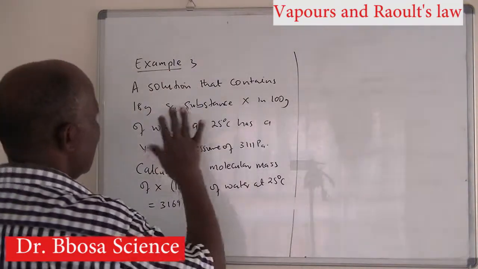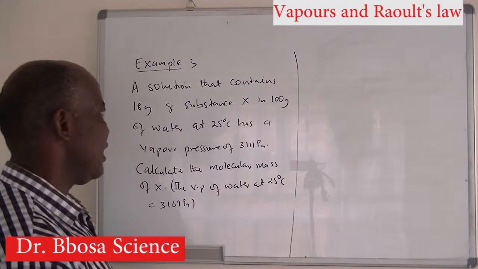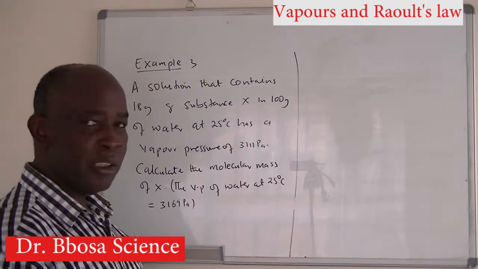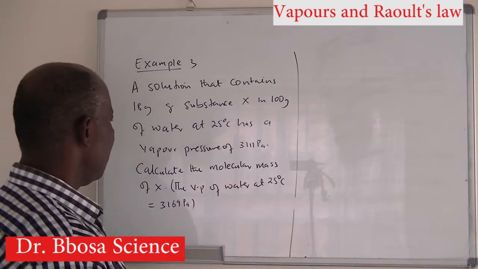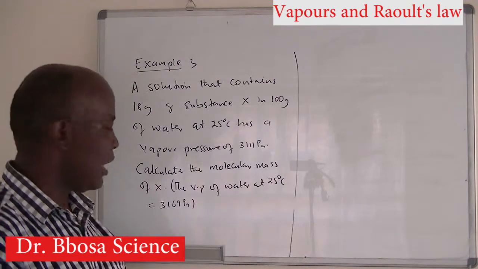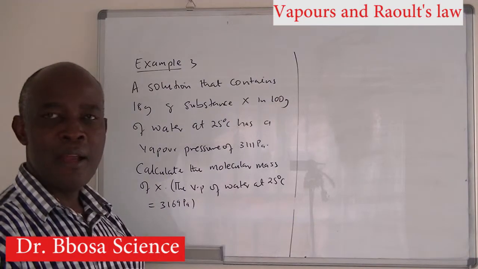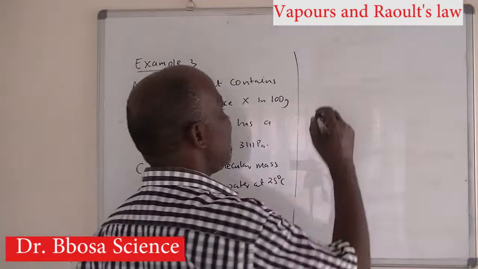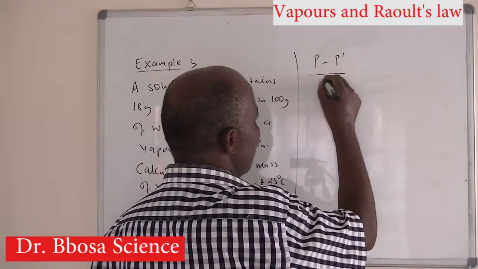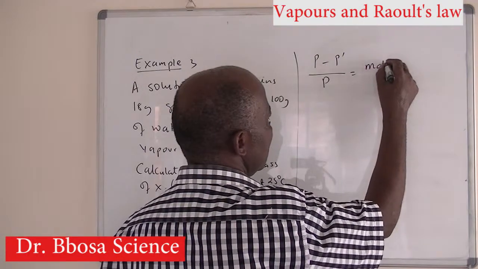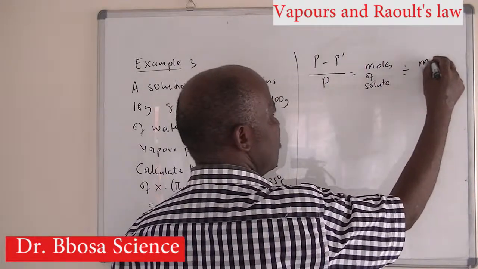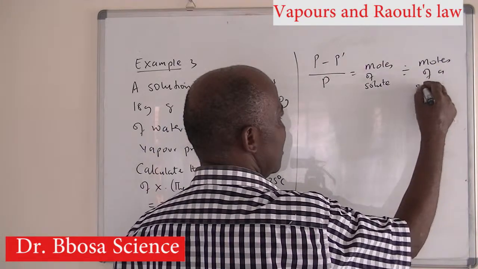Example 3. A solution that contains 18 grams of substance X in 100 grams of water has a vapor pressure of 3111 pascals. Calculate the molecular mass of X. The vapor pressure of water at 25 degrees is 3169 pascals. Again, we say that vapor pressure of a solvent minus vapor pressure of a solution over vapor pressure of a solvent is equal to moles of a solute divided by moles of a solvent.